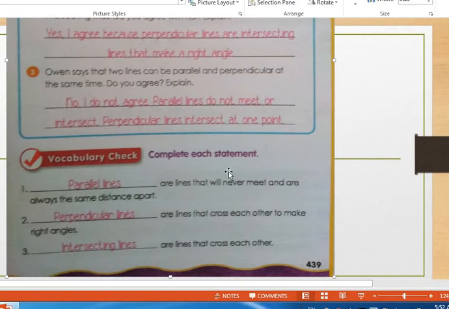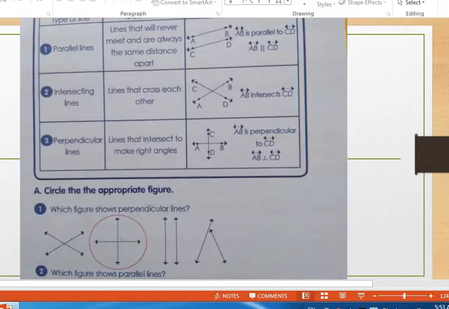So I have here complete each statement. What are lines that will never meet and are always the same distance apart? Parallel lines, yes. Here are lines that cross each other to make a right angle or 90 degrees: perpendicular. Excellent. Here are lines that cross each other and didn't mention that they form a right angle or 90 degrees, so I know that it's intersecting lines. Excellent, my dear students.